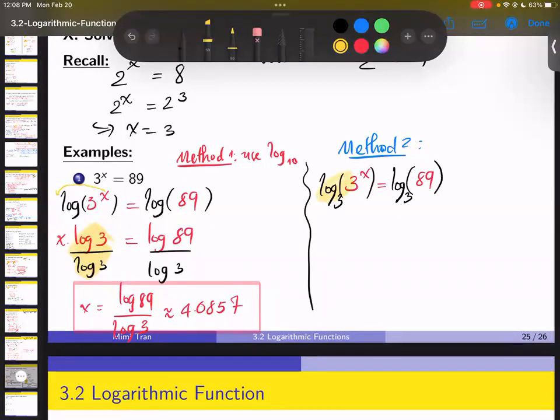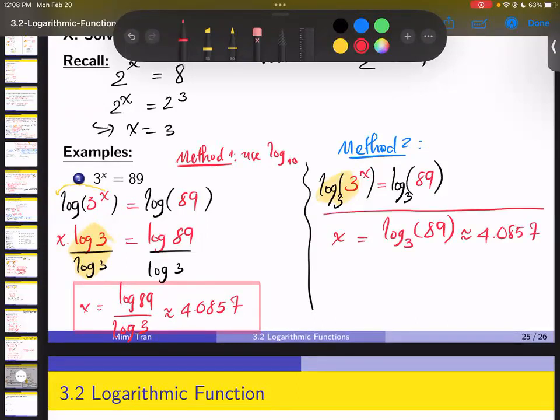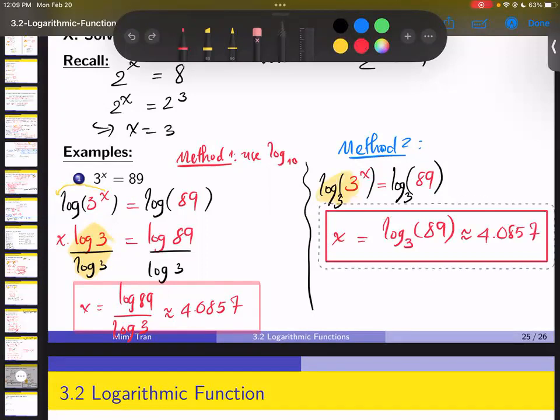There's the rule. If you forgot, you can always come back. I list all the rules for you. So that's just x equal log base 3 of 89. You're done. And if you put it in your calculator, it should give you the same approximation.